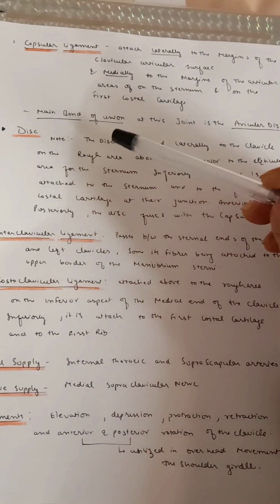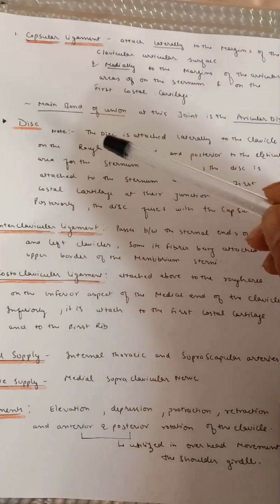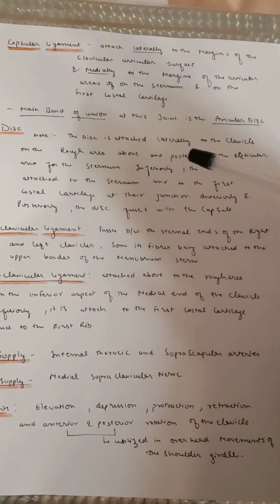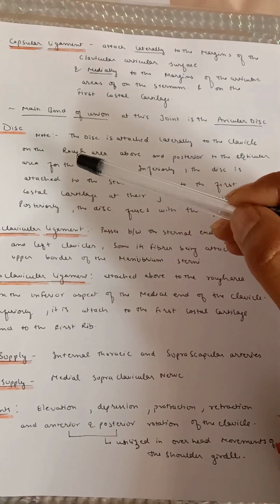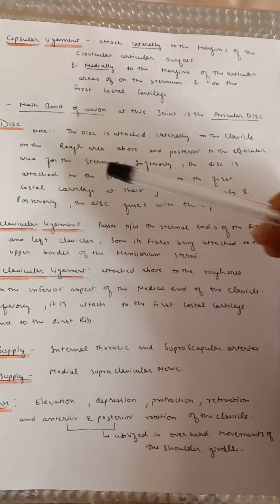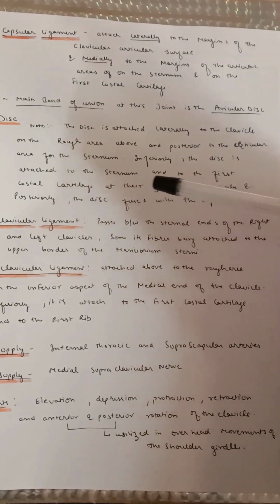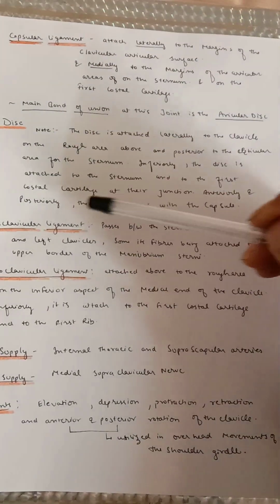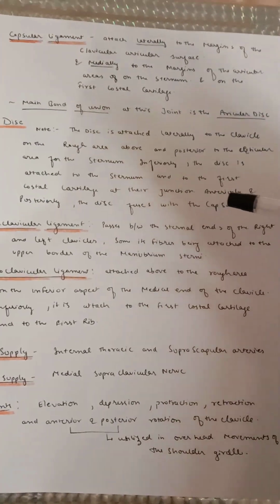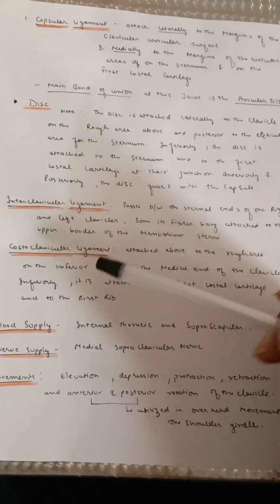The main bond of union at this joint is the articular disc. Note: the disc is attached laterally to the clavicle on the rough area above and posterior to the articular areas for the sternum. Inferiorly, the disc is attached to the sternum and to the first costal cartilage at the junction. Anteriorly and posteriorly, the disc fuses with the capsule.